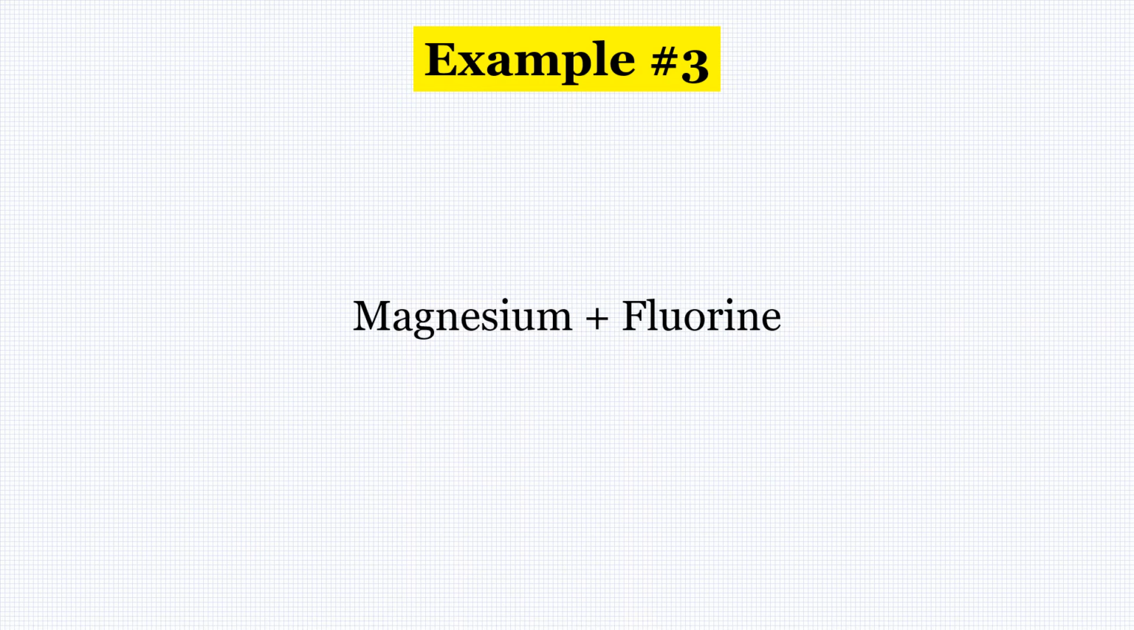All right, let's look at one more example. This time we're looking at magnesium and fluorine. If you look at the periodic table, magnesium is a group 2 element. So let me draw in magnesium, and I'm going to put the dots on either side here. You'll see why in a minute. Fluorine has 7, and I'm leaving that opening towards magnesium.